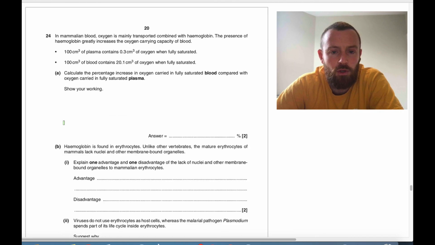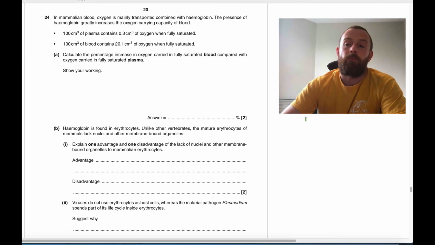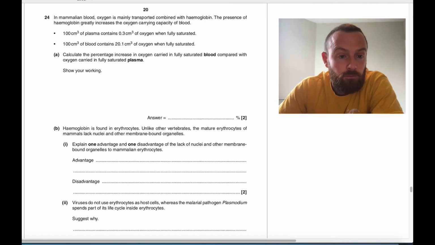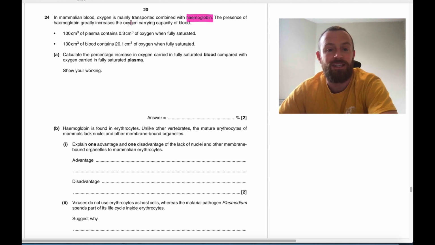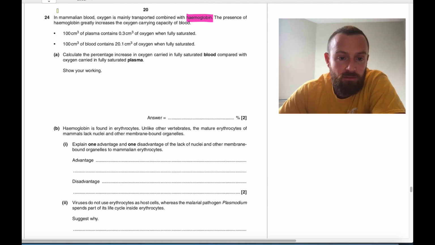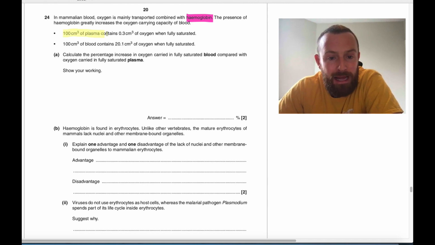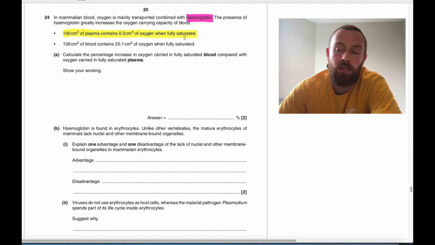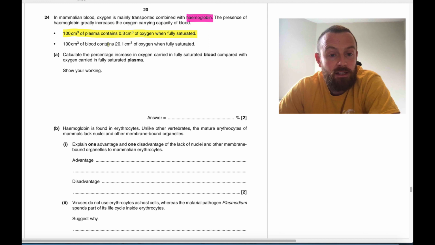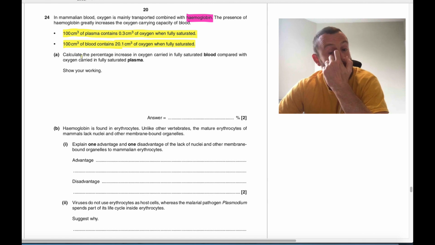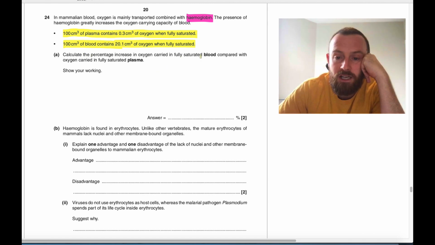Okay, moving on to 24. All right, so in mammalian blood, oxygen transport with hemoglobin, the presence of hemoglobin greatly increases the oxygen carrying capacity of the blood. So we've got some figures here. 100 centimeters cubed of plasma contains 0.3 centimeters cubed of oxygen when fully saturated. Plasma is the liquid without the red blood cells, okay? 100 centimeters cubed of blood contains 20.1 centimeters cubed of oxygen when fully saturated. Big difference there.